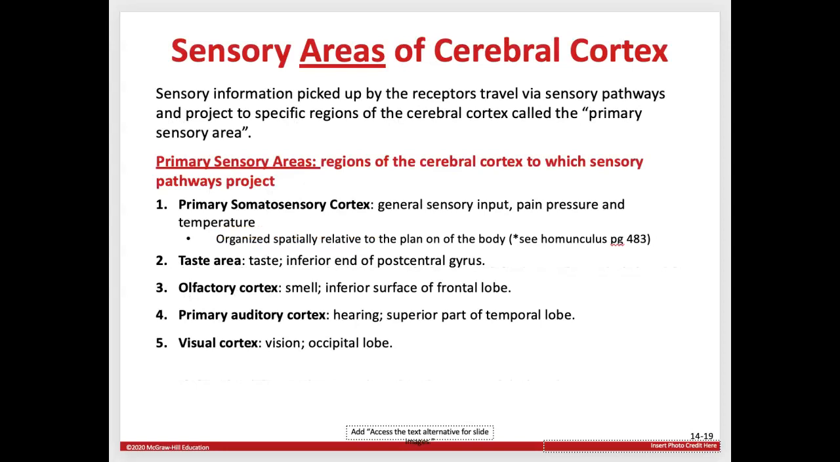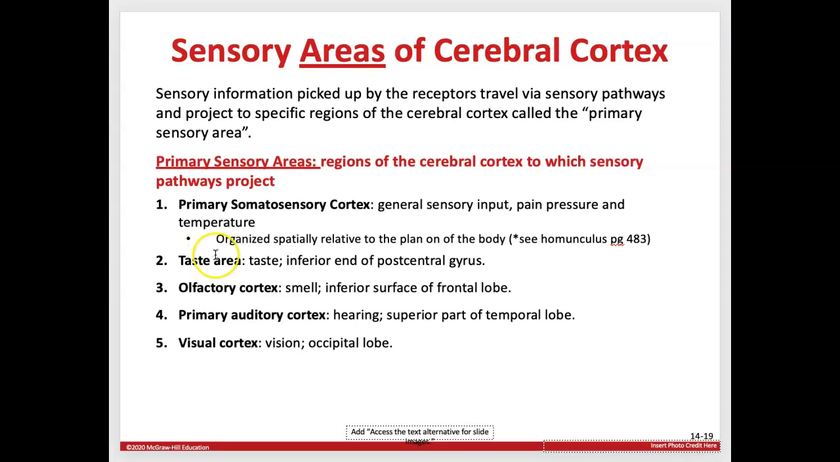All right, so sensory areas of the cerebral cortex. When we look at the different parts of the brain, different sensory information is processed in different areas. There are areas of the brain where sensory information is picked up by the receptors, and they travel in certain pathways and project to certain regions of the cerebral cortex. That area of the brain is called the primary sensory area. So the primary sensory area is the region of the cerebral cortex to which sensory pathways project.